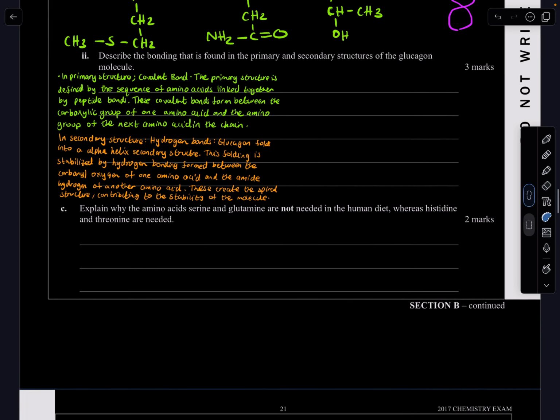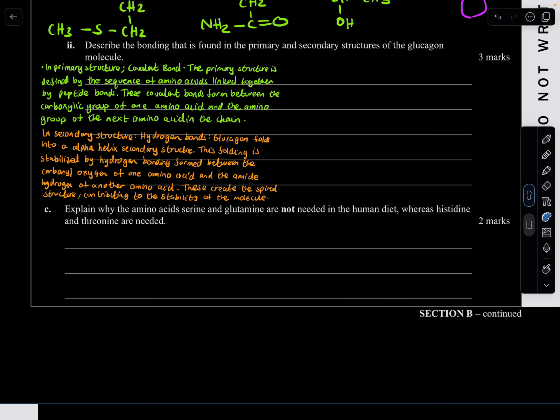And yeah, next question. Explain why the amino acids serine and glutamine are not needed in the human diet, whereas histidine and threonine are needed. Straight away, this is easy. What do we know? Serine and glutamine are not needed, and these are called non-essential amino acids, because our body produces them by itself, so we don't actually need them from a diet.